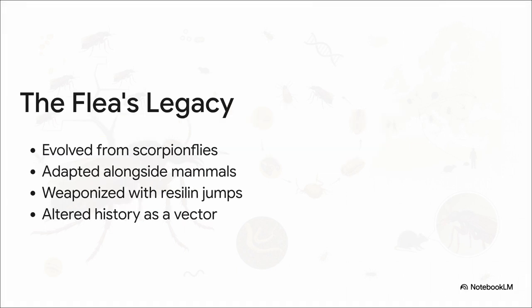So let's quickly summarize the epic, albeit pretty dark, legacy of the flea. They evolved from predatory scorpion flies, transitioning from these giant dinosaur biters into highly specialized mammalian parasites. They developed an incredibly sophisticated biological toolkit, armed with heavy-duty armor and resilient powered jumps. And ultimately, this biological perfection made them one of the most efficient disease vectors on the planet, literally capable of altering the entire course of human history.